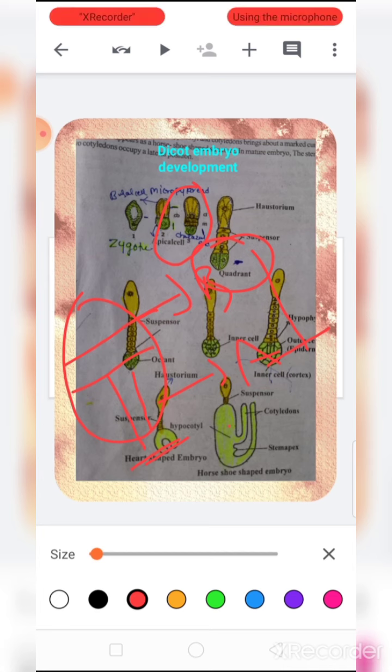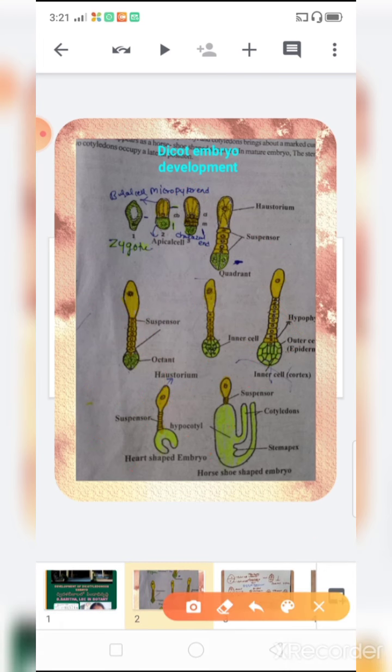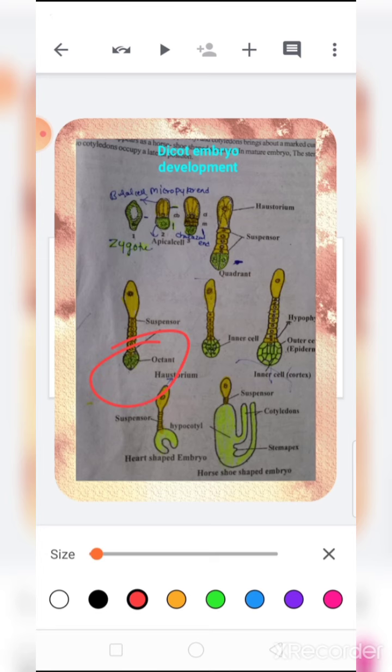The cells of the quadrant stage divide transversely and form the eight-celled octant stage. These eight cells are arranged in two tiers, and each tier contains four cells. The four cells of the upper tier give rise to the stem tip and cotyledons, and the four cells of the lower tier form the hypocotyl.